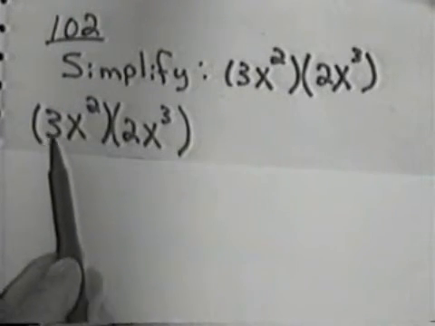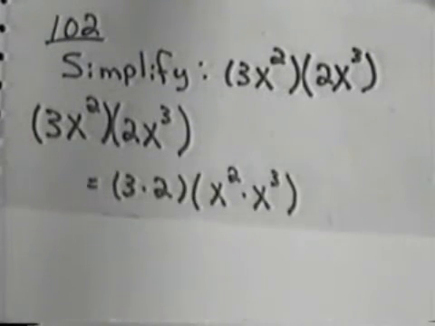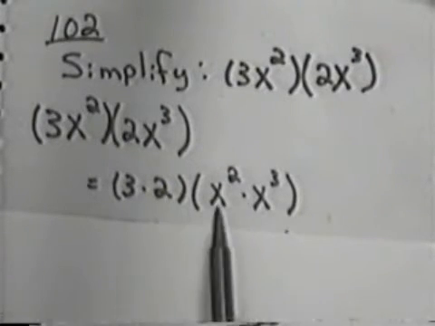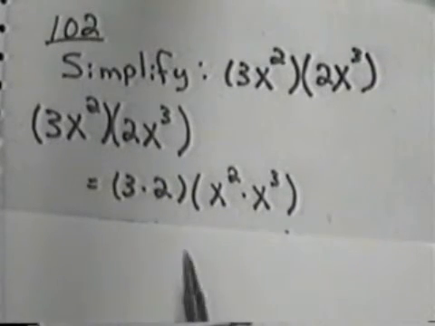Let's start with an example. Let's simplify 3x squared times 2x cubed. By the associative and the commutative properties, I can regroup so that my numbers are grouped together and my powers are grouped together. Doing that, I have 3 times 2 times x squared times x cubed.